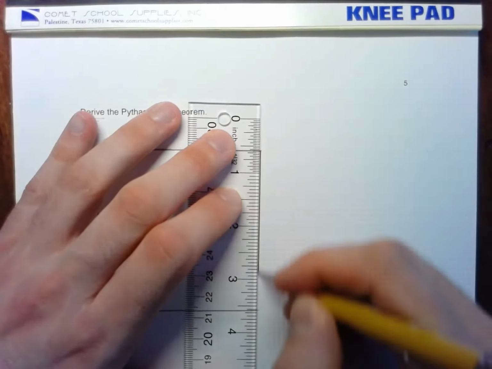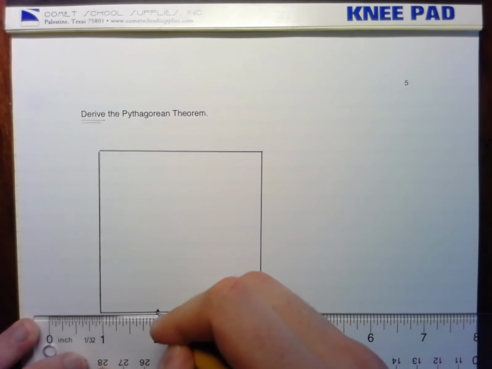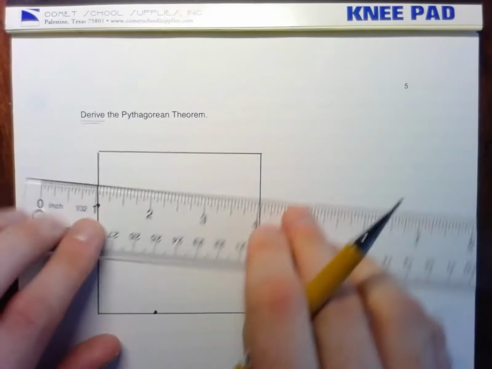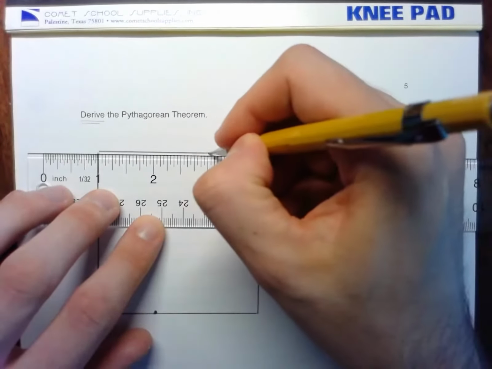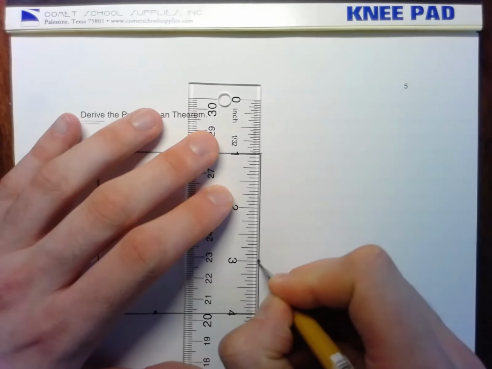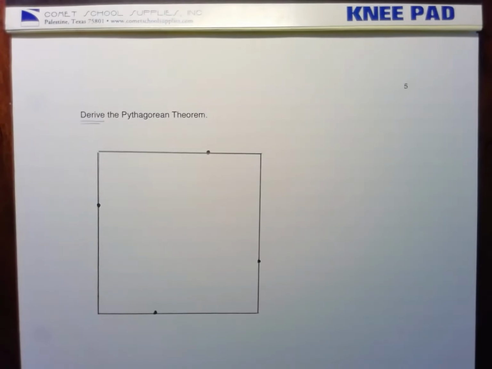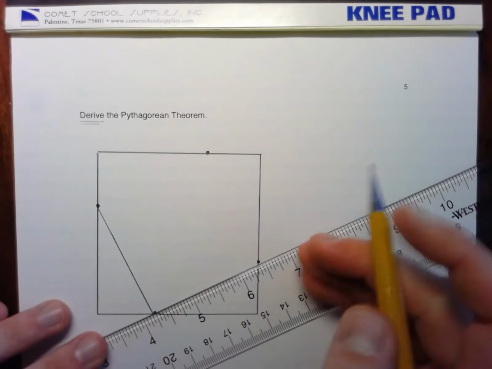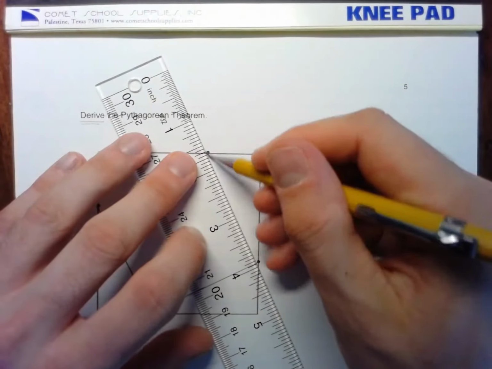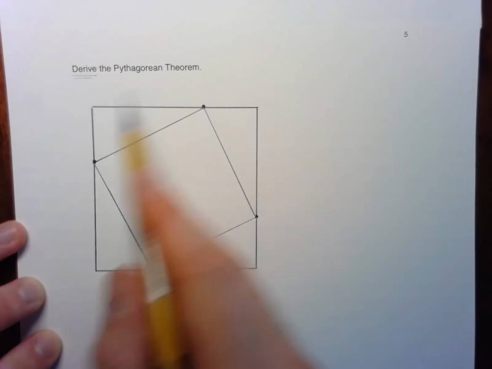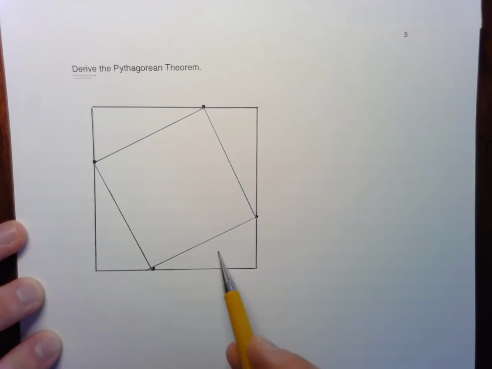Okay? And then I'm going to just make a mark at the same position on every side. And again, I'm making this 1 inch away, but it doesn't matter where you make the mark because a derivation will work for any size setup. Okay? And now I'm just going to sketch in the sides of this smaller square. Okay. And so now I have, if you look at it, a big square, a smaller square, and little tiny triangles right here.